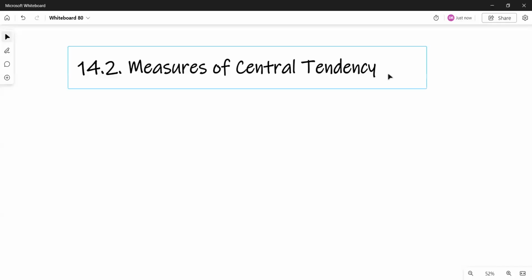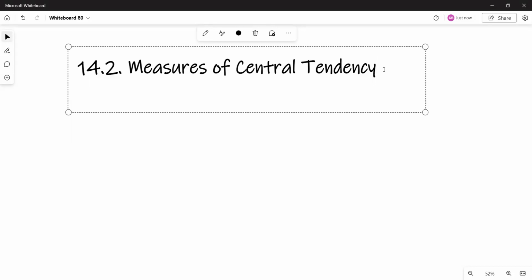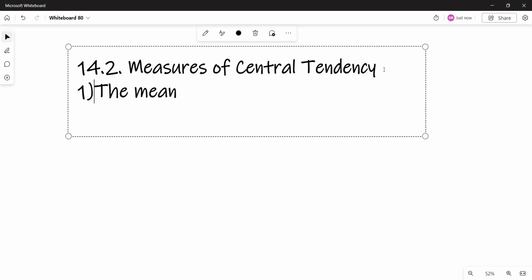Hello, I'm covering section 14.2 on measures of central tendency. How to measure the center of a distribution, and the measures of central tendency I'm covering are going to be the mean, the median, and the mode.